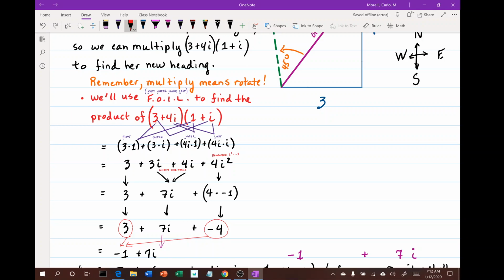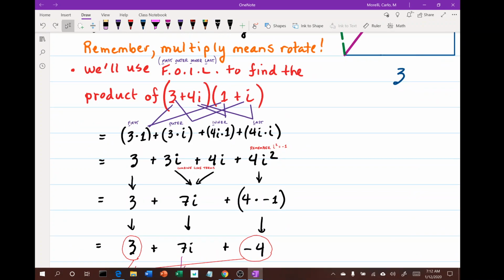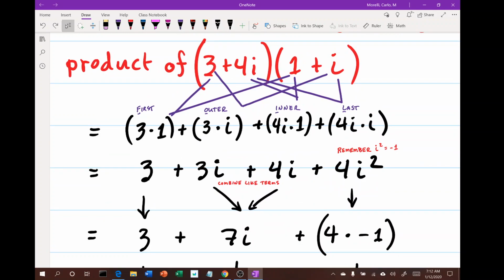So we multiply the first, outer, inner, and last. That's what FOIL means. FOIL means first, outer, inner, last. So let's do this together. The first two numbers, 3 times 1. Okay, that's just 3. Outer, 3 times i. Well, that's just 3i. Inner, 4i times 1. Well, that's just 4i. And then last, 4i times i is 4i squared.